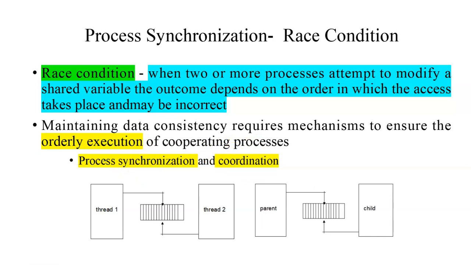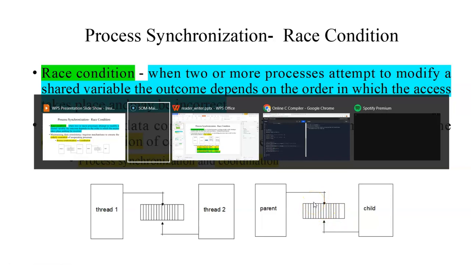So this race condition may occur between threads, that is when threads share common data, or it may occur between a parent and a child process when they update common data. Now let us look at example code.